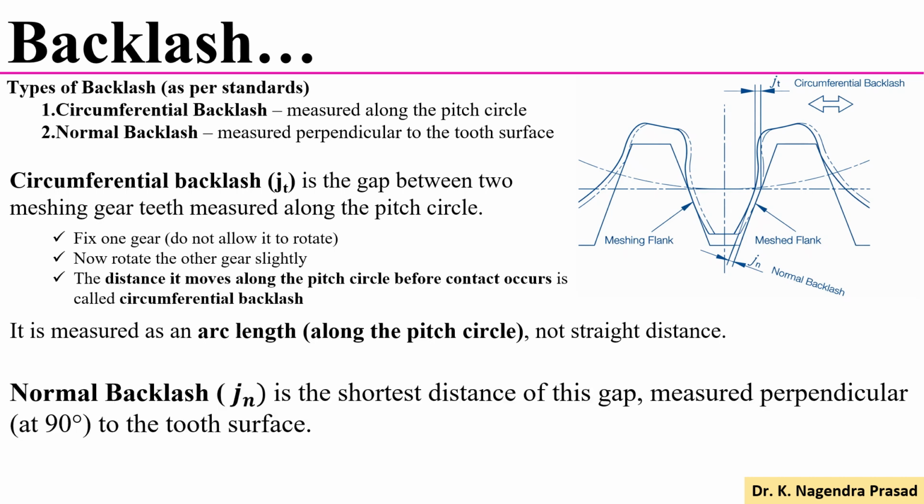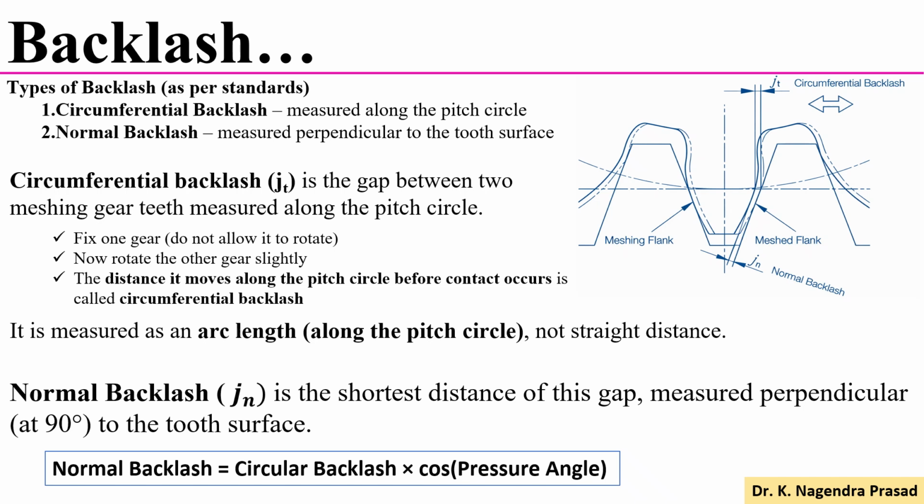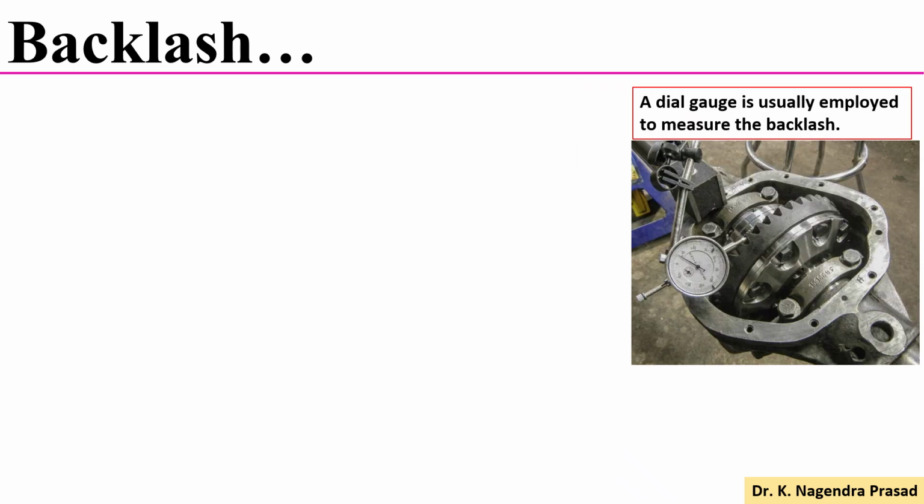So let's see the second type of backlash, that is the normal backlash. Normal backlash is the shortest distance of this gap, which is measured perpendicular to the tooth surface. There is a relationship between the normal backlash and the circumferential backlash. The normal backlash is equal to the circumferential backlash times the cosine of the pressure angle. In general, a dial gauge is usually employed to measure the backlash.